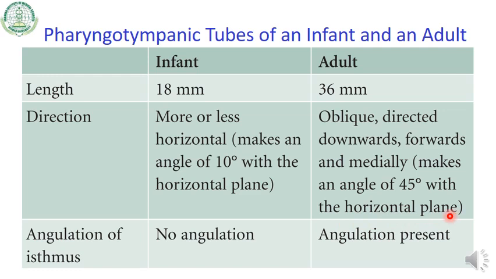The angulation of the isthmus, if you compare infant and adult: there is no angulation in the infant and there is angulation present in the adult. We are talking about angulation at the isthmus, and isthmus means the joining or the meeting part of the cartilaginous and bony part.